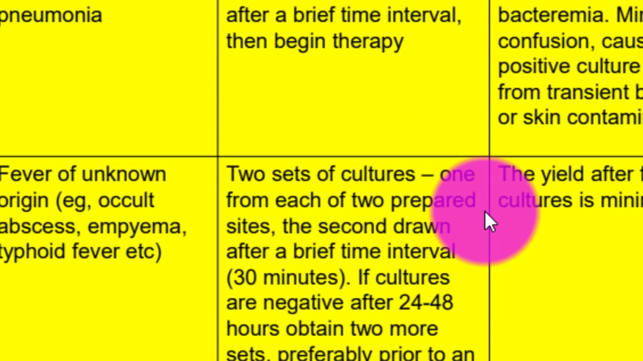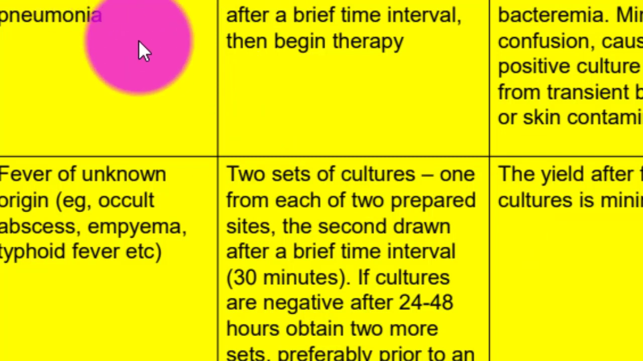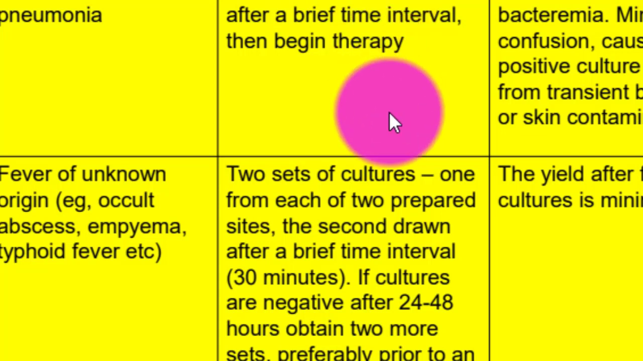The expected clinical cases, or the expected diagnosis if we do a blood culture: sepsis, meningitis, osteomyelitis, septic arthritis, bacterial pneumonia. The culture recommendation: 2 sets of culture, 1 from each of the 2 prepared sites. The second is drawn after a brief time interval. Then begin the therapy.